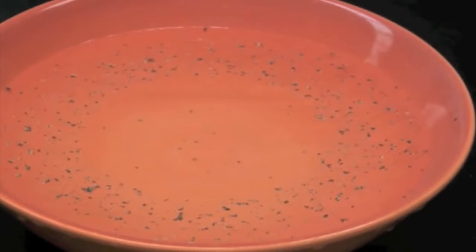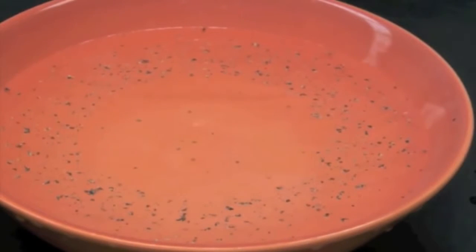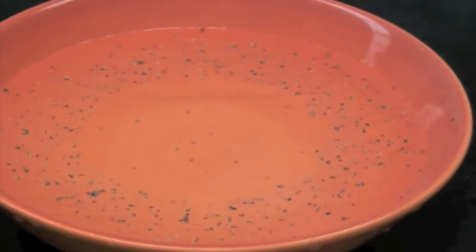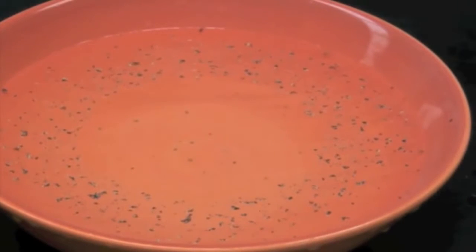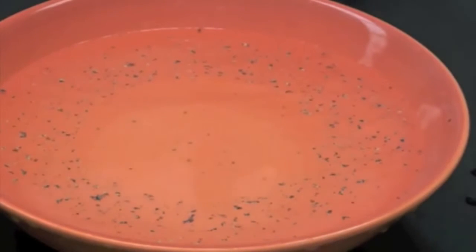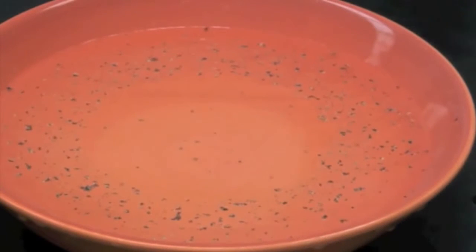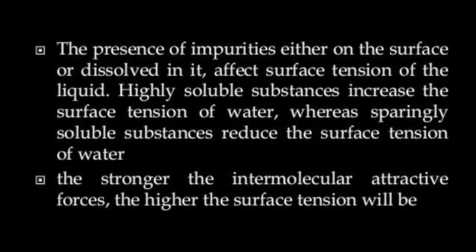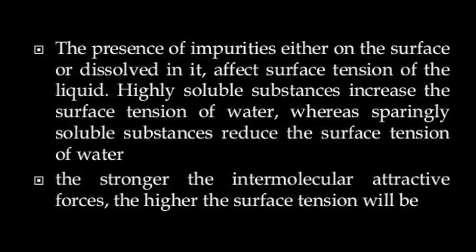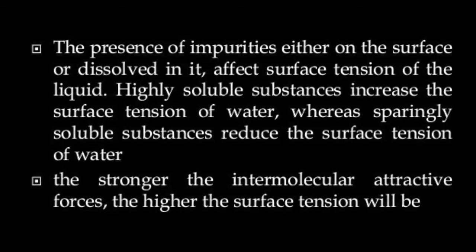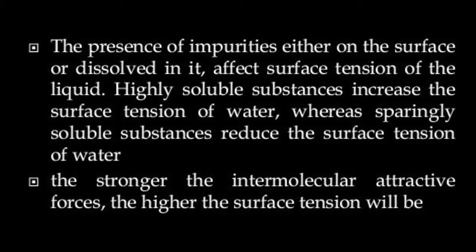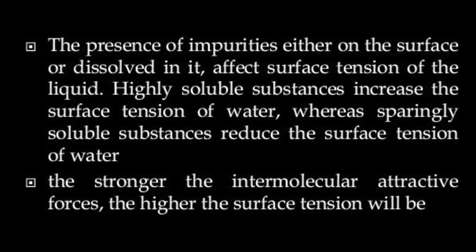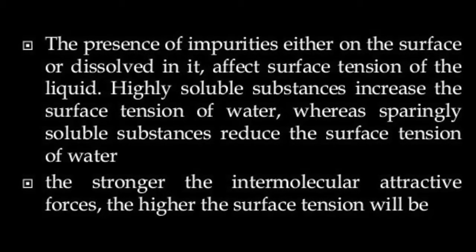This is because of the introduction of soap molecules which break the bond between water molecules, and the direction of movement of the pepper illustrates the direction of rupturing of surface tension. The presence of impurities, either on the surface or dissolved in it, affects the surface tension of the liquid. Highly soluble substances increase the surface tension of water, whereas sparingly soluble substances reduce the surface tension of the water.